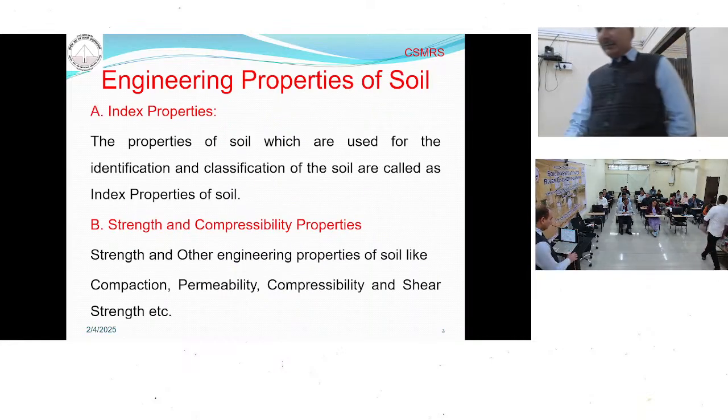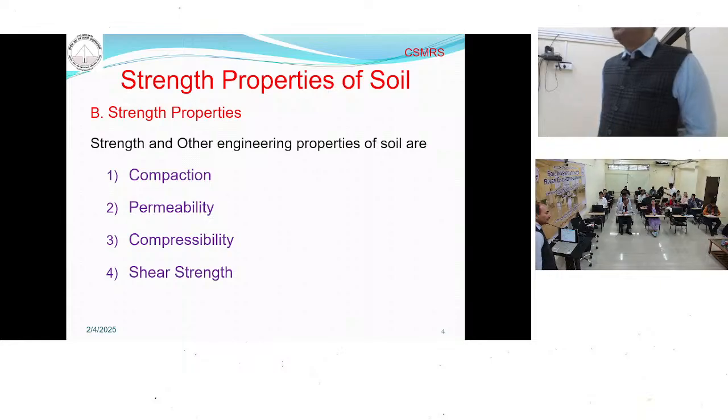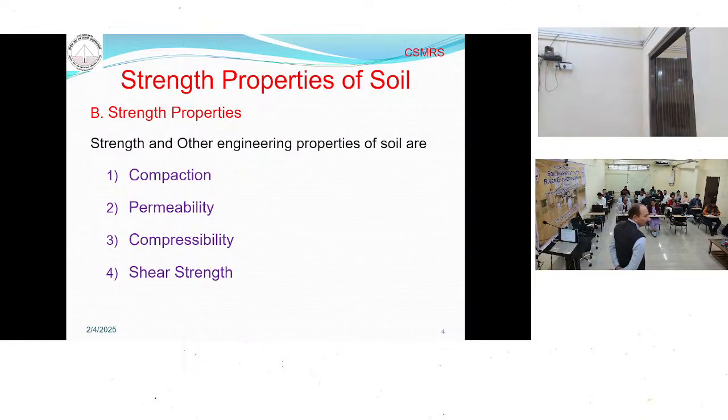In the morning, we already learned what index properties are. Now these are the strength properties. Compaction: you are increasing the density of the soil. Permeability is the property of water passing through the soil. Compressibility is the property by which the soil compresses when you apply a load. And shear strength is the basis of the soil's strength.